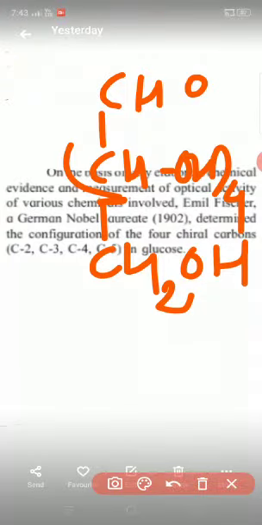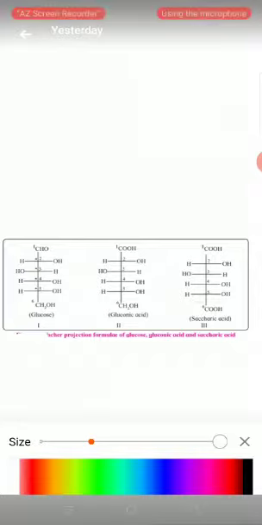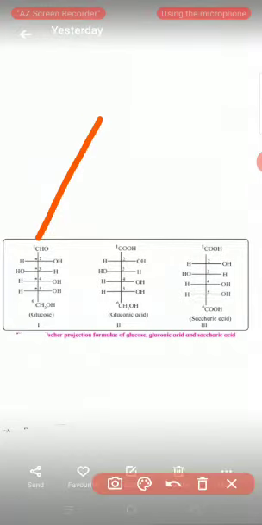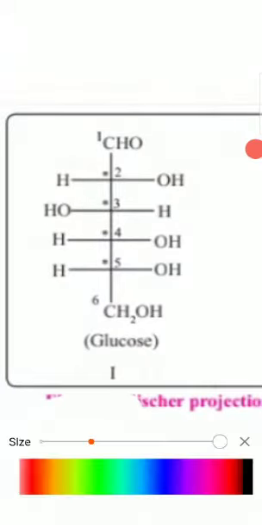These 4 carbon atoms are the asymmetric carbon atoms. Students, see the structure of glucose. This is carbon atom number 1, 2, 3, 4, 5 and 6. See here carefully, 6 carbon atoms are present in glucose.